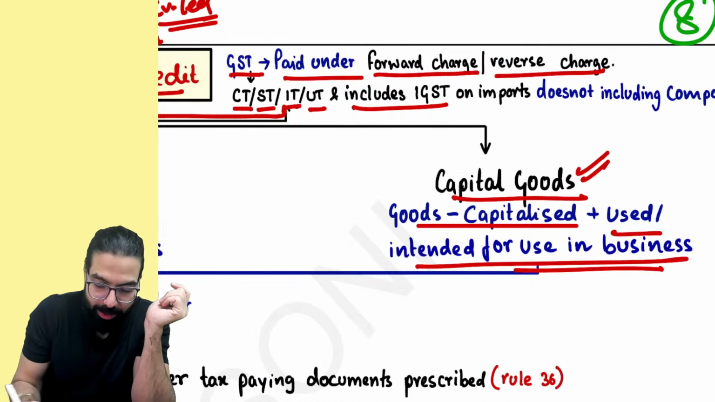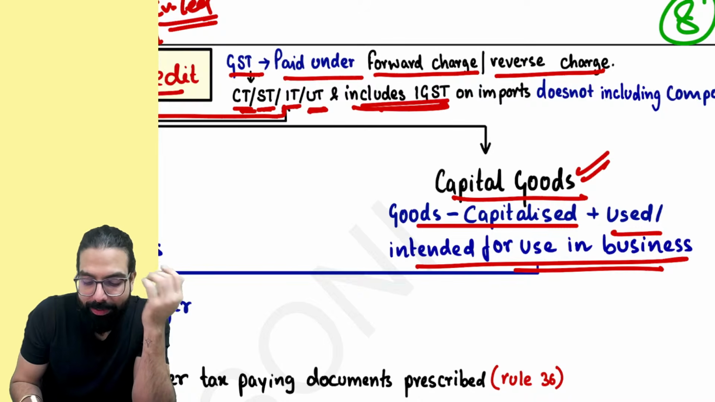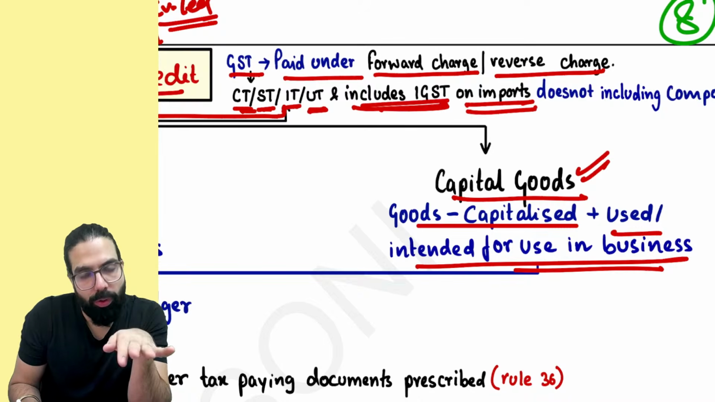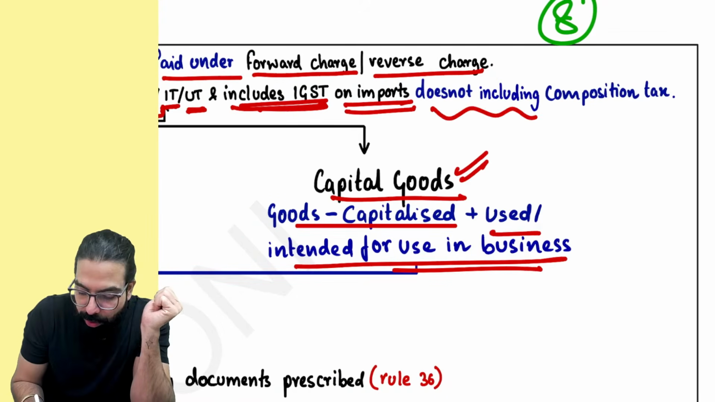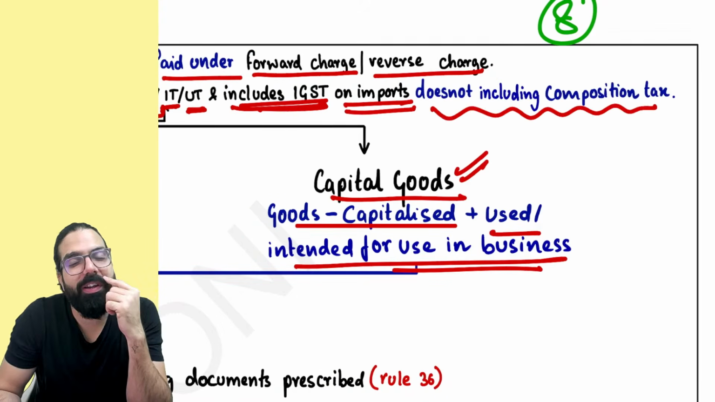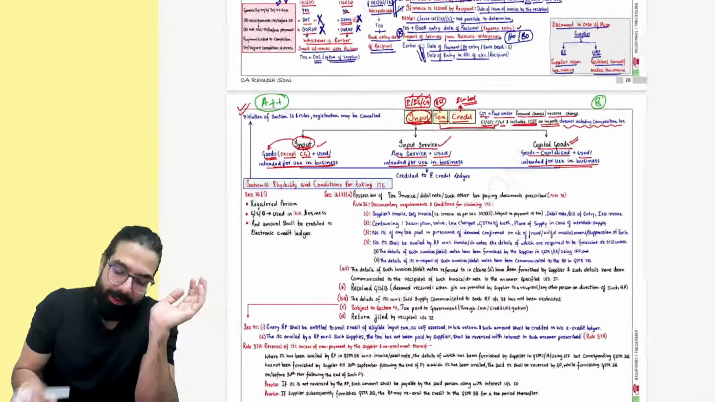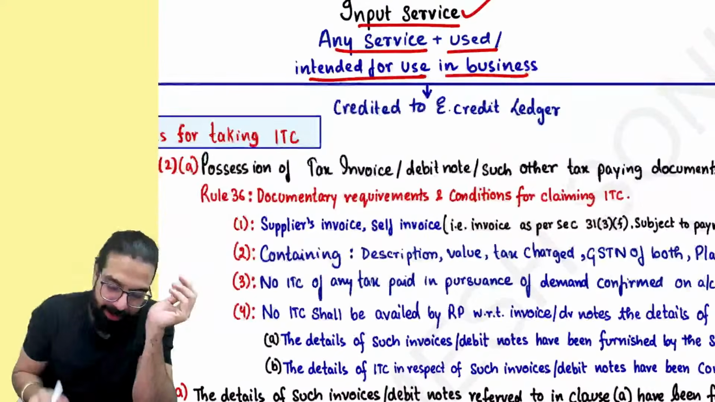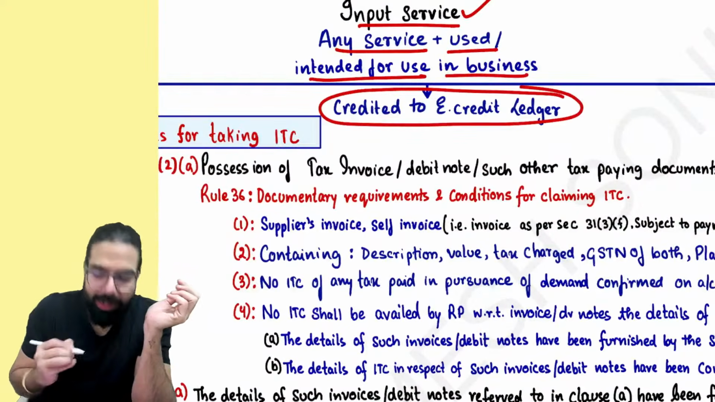So that's what they are telling, whether it is CGST, SGST, IGST or UTGST, and include the IGST on imports also. But remember one thing, it does not include composition tax. Baba, composition tax 1%, 1%, 5%, 6%, there is no credit. Done, sir. This point is clear over here, and the credit always comes in your e-credit ledger.